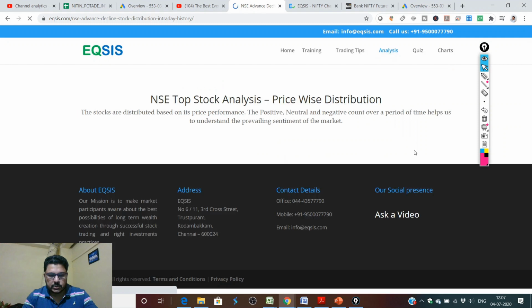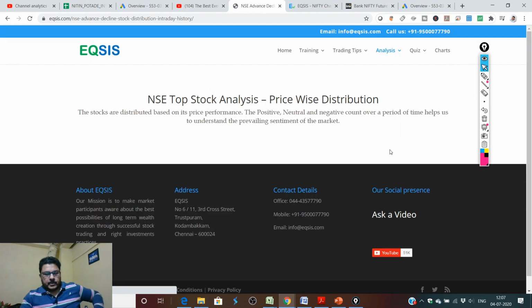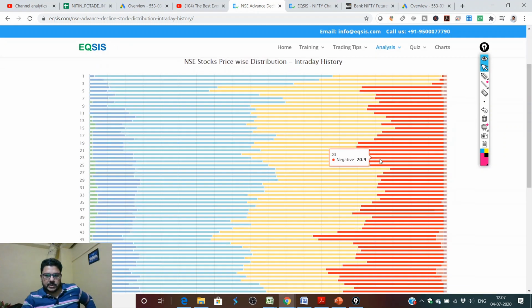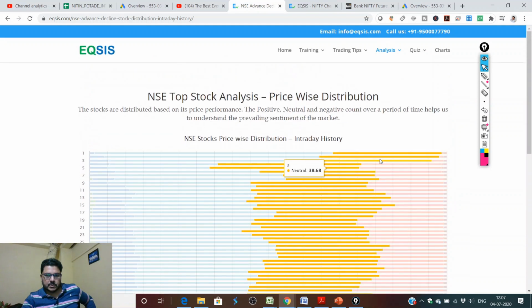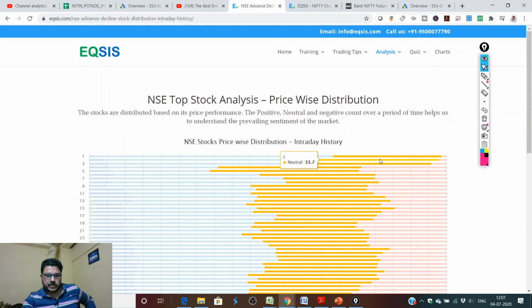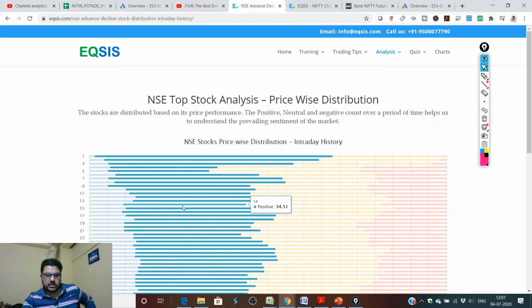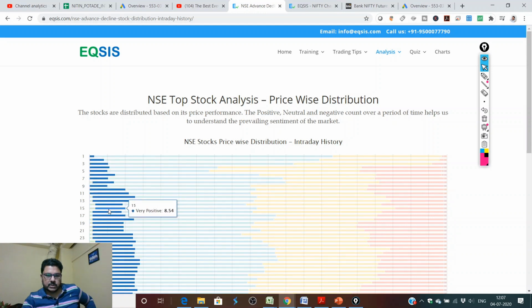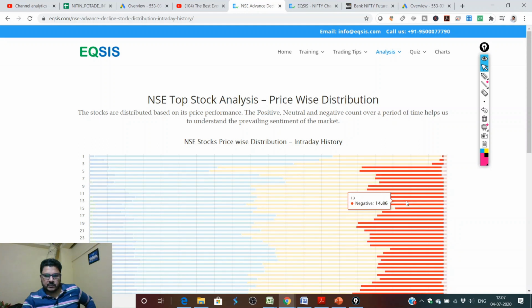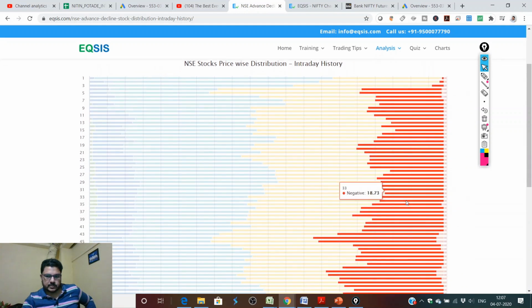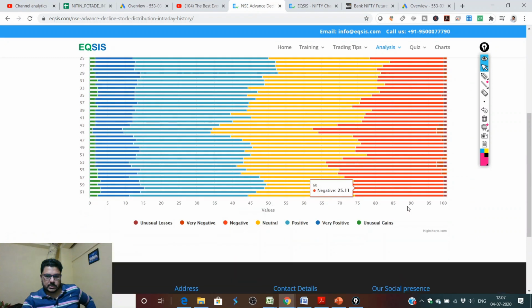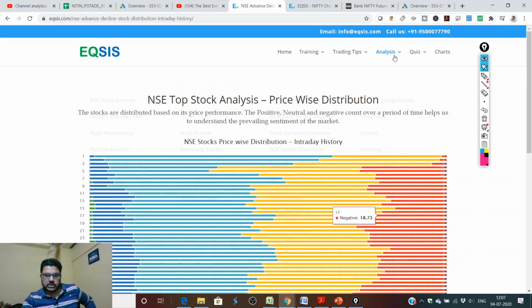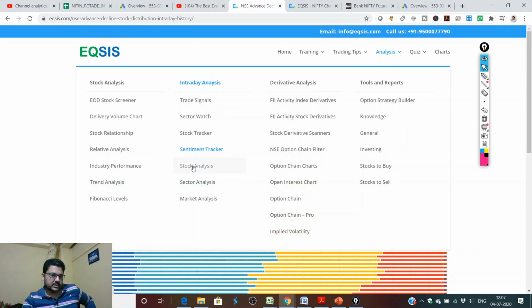And then sentiment tracker is something which you can see. So this is the sentiment tracker. What is the sentiment of the market? Neutral sentiment, these many stocks. These are positive, and these are very positive stocks. So you can see very positive stocks and very bearish stocks like this. So you get a complete picture of the market. I am telling you, there is no other site like this where you can get this kind of analysis.